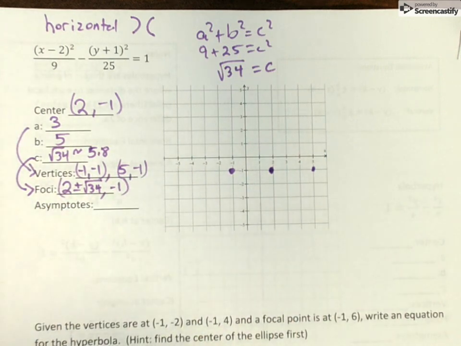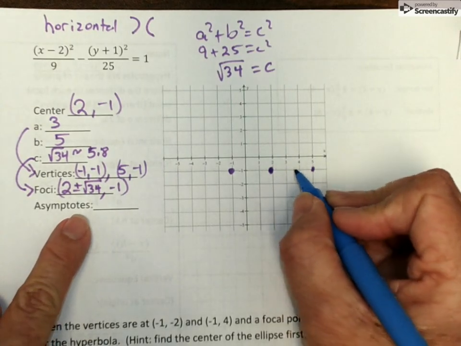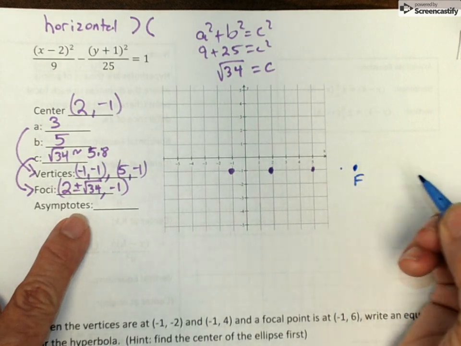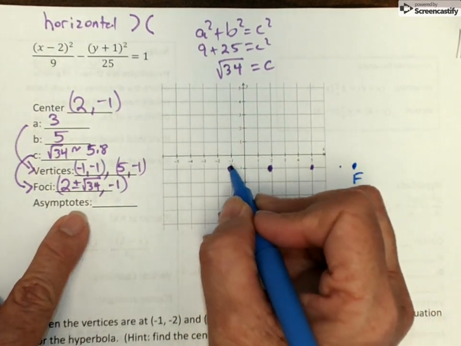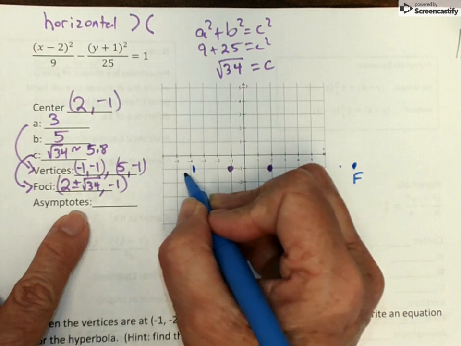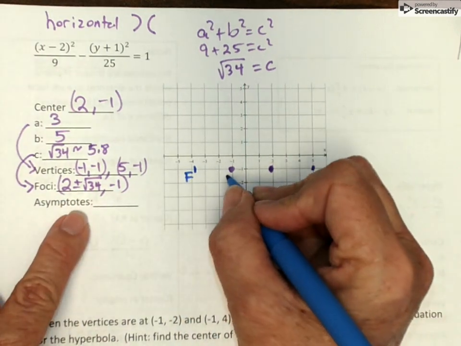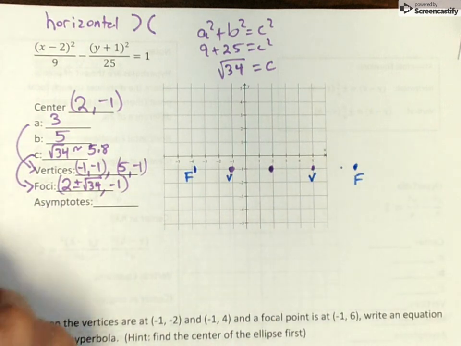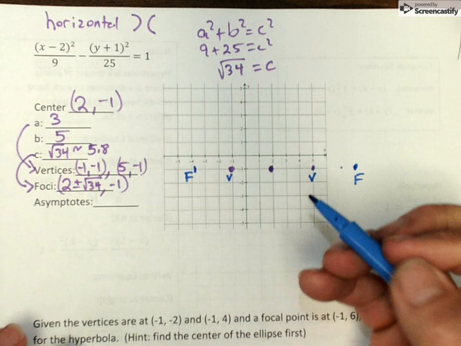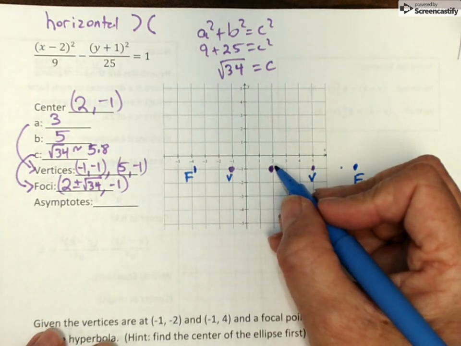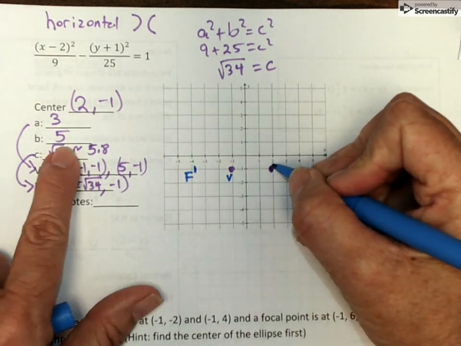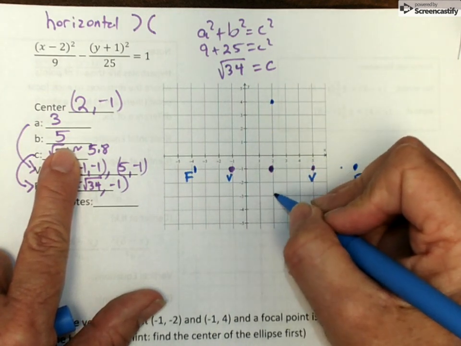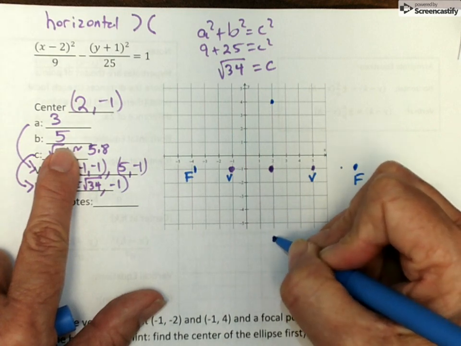So let's put both of these on the graph. That's approximately 5.8. So 1, 2, 3, 4, 5. There's 1. And 1, 2, 3. There's the other focus. And let's label our vertices also. So there they are. Now I need to use my b value to go the opposite way so I can create my box or rectangle. B value is 5. So 1, 2, 3, 4, 5. 1, 2, 3, 4, 5.